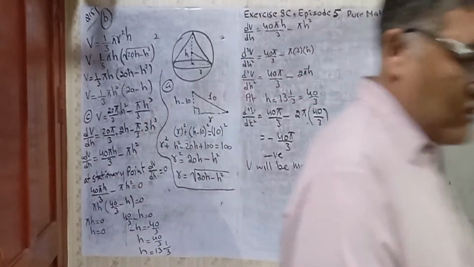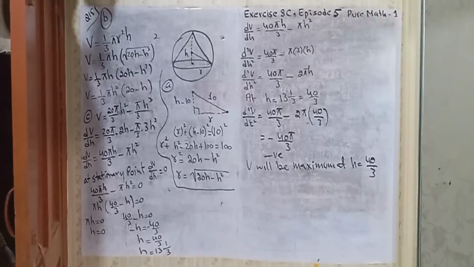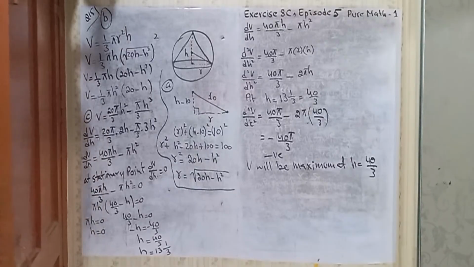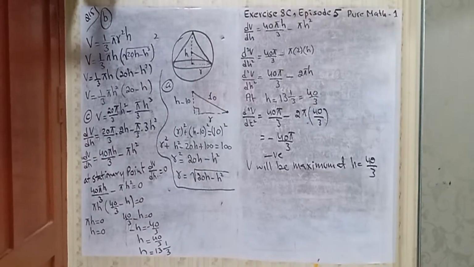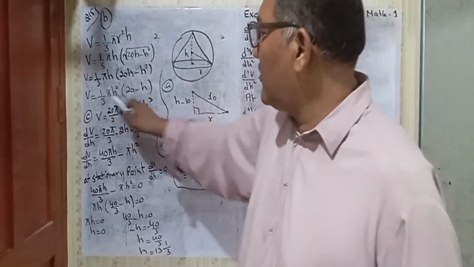Okay, so their question was to determine the magnitude and the nature of this stationary value. So V will be maximum when h is 40/3. We have to find the value of V also. So where is the formula for V? This is the formula for the volume.